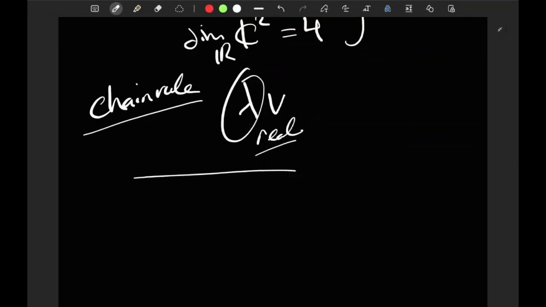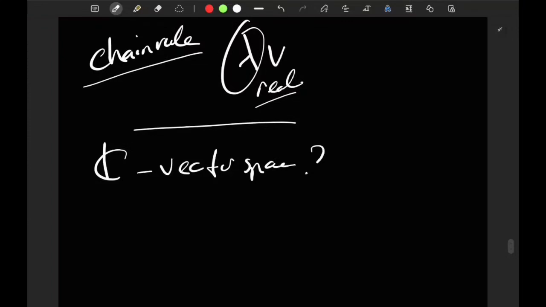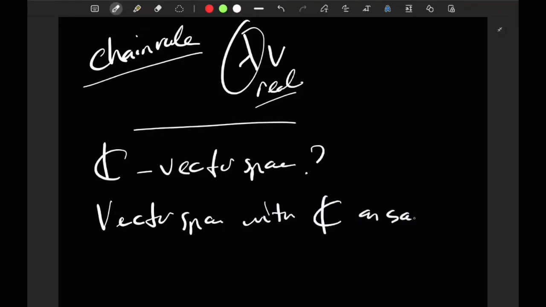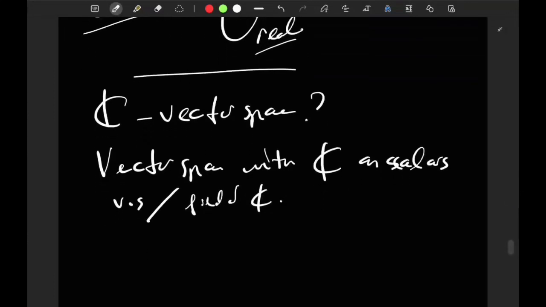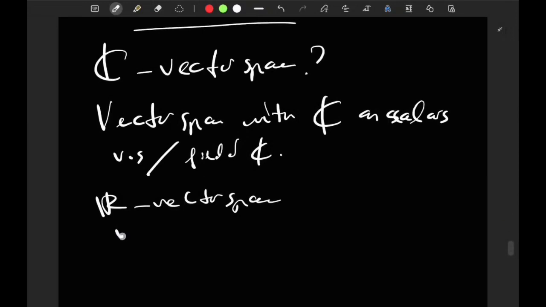But when you are considering differentiability over a C vector space, and this term I should make more clear, what does this mean? When I say a C vector space, it means a vector space with C as scalars, or if you want, a vector space over the field C. And when I say an R vector space, I mean a vector space over the field of the real numbers R, so with R as scalars.